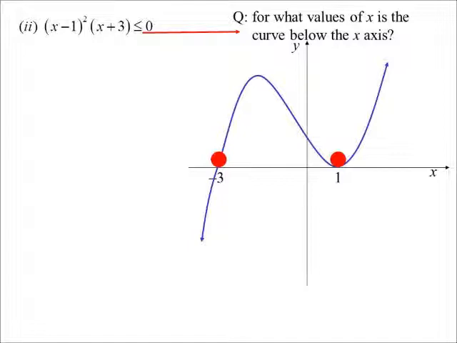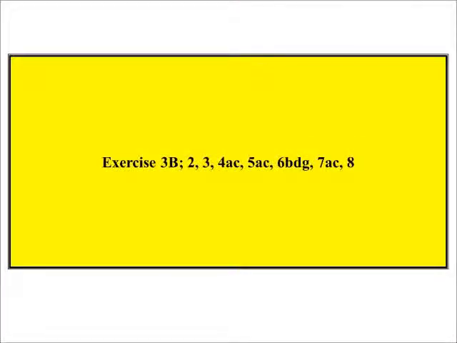Now, a common mistake is to forget about the point 1 because it just touches. But the solution x equals 1 is possible because it's less than or equal to 0, and x equals 1 would make that equal to 0. So when is it below? There we go, those x values as well. So we get x is less than or equal to negative 3, or x is equal to positive 1, is our solution. 3B.